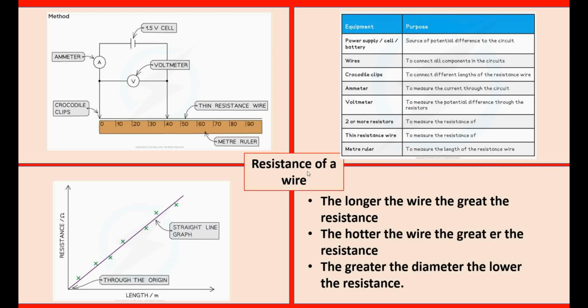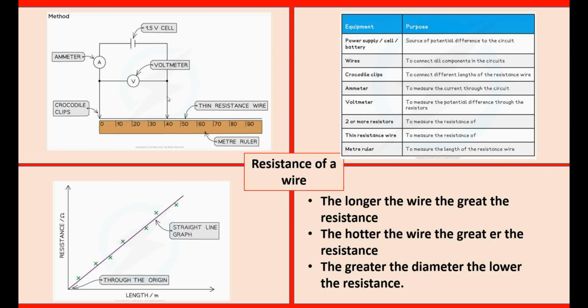Other things that could affect the resistance: the longer the wire, the greater the resistance; the hotter the wire, the greater the resistance; and the fatter the wire, the greater the diameter, the lower the resistance. Now, this second one about the temperature is really important, because if the wire gets hot, our calculated resistance values will change. The measured values will be different. So it's important in this experiment to keep the wire at a constant temperature.